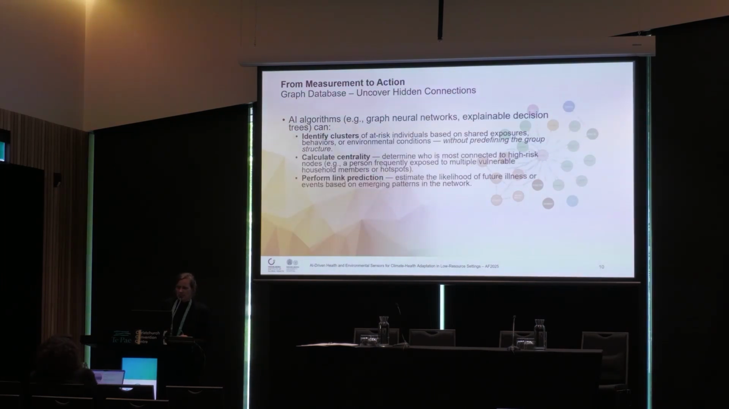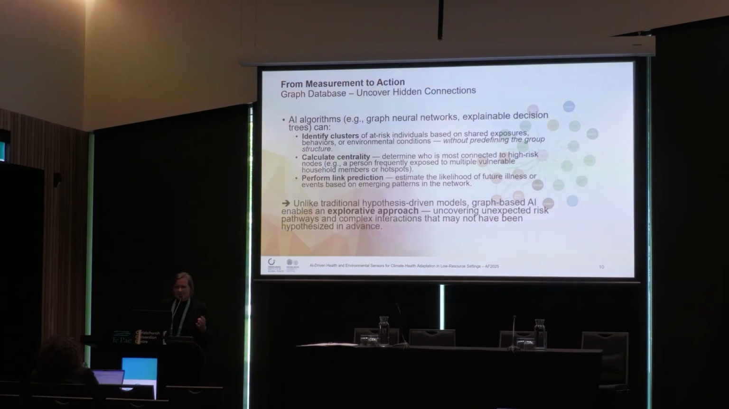Essentially, what you can do with that as well is understand centrality. So, for example, you can understand who is most connected to a high-risk node, so a person who is frequently exposed, for example, to multiple vulnerable household members or hotspots. You can also do link prediction. So, for example, you can estimate the likelihood of future illness or events based on emerging patterns in the network. So as I said, unlike traditional hypothesis-driven models, graph-based AI enables an explorative approach. It helps uncover unexpected risk pathways and complex interactions that may not have been hypothesized in advance.